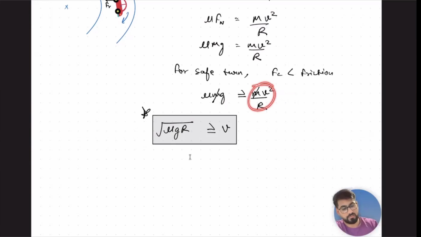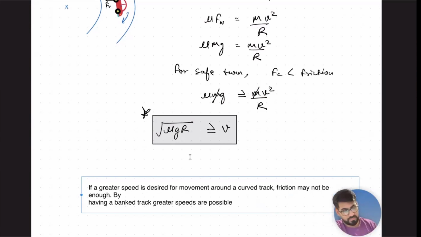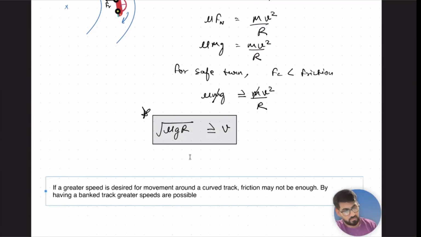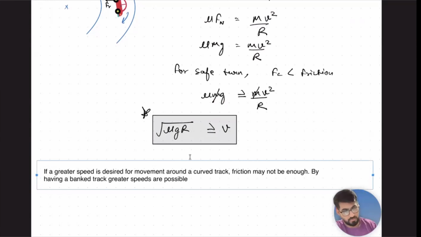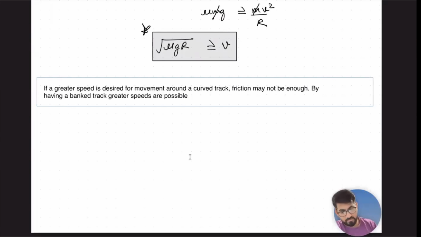Not here, sorry. One more force will be added here, like mg cos or sin, whatever. So you can have more speed then. So if a greater speed is desired for the movement around a curved track, friction may not be enough. So by having a banked track, greater speeds are possible, and it is safer because a component of the contact force can act in the necessary direction.